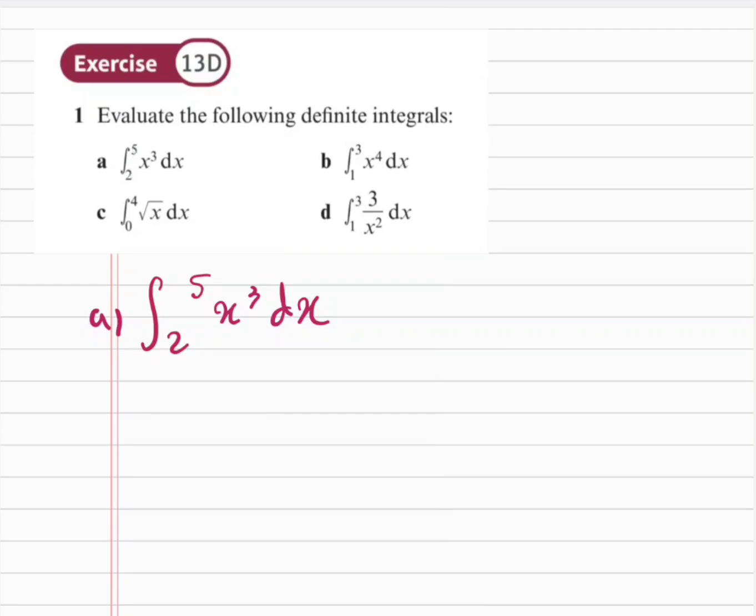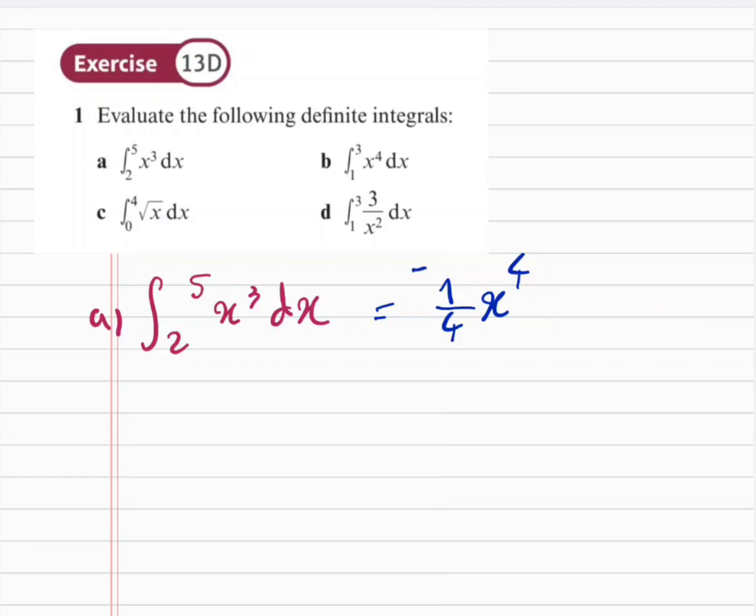So how do we solve definite integrals? It's very similar to indefinite integrals, with the difference that we just have one additional step. First, we integrate as usual. So x cubed integrates to 1 over 4 x to the power of 4. But the difference is that we no longer write the constant of integration.